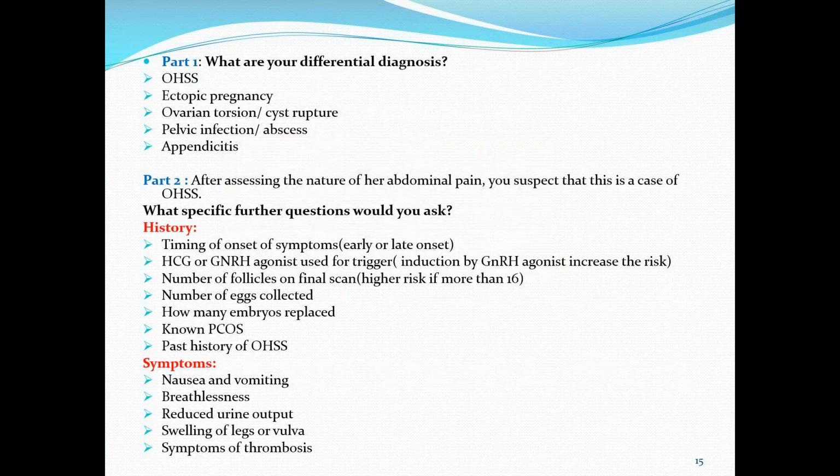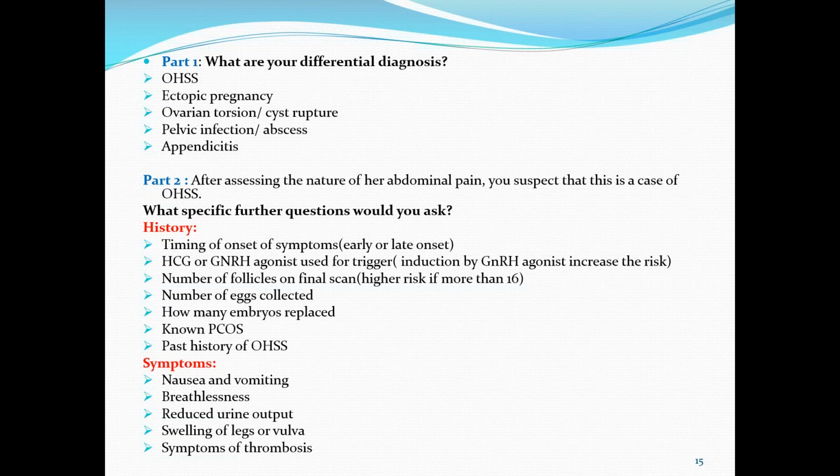So the first part of this question is what's your differential diagnosis? In this case, it's a patient who is coming to the A&E department with acute abdominal pain, and there is a history of embryo transfer 3 weeks ago in a private center, and she's pregnant. So the first thing that comes to your mind is ovarian hyperstimulation, and it could be ectopic pregnancy and ovarian accident, as you said, ovarian torsion and cyst rupture. But don't forget also that sometimes she may suffer infection following embryo transfer and egg retrieval. So you also need to put in your differential diagnosis pelvic infection and abscess, and also general causes of acute abdomen like appendicitis. So add to the differential diagnosis pelvic infection and appendicitis.